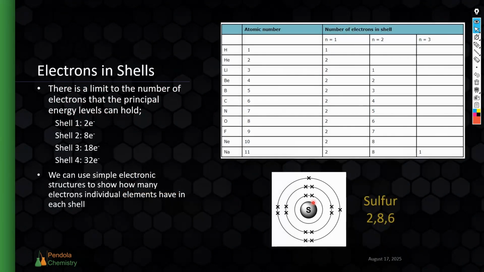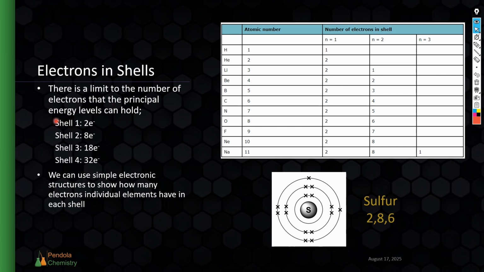So, electrons in the shells. There is a limit to the number of electrons that an energy level, or principal energy level as the full name is, can hold. As we go up from the nucleus, the energy levels can hold more and more electrons.